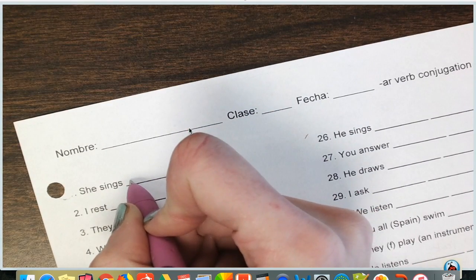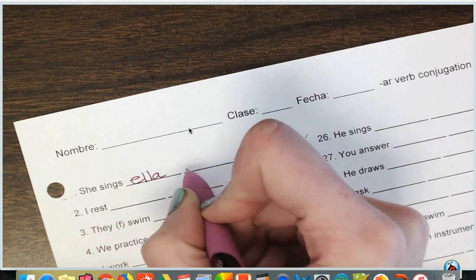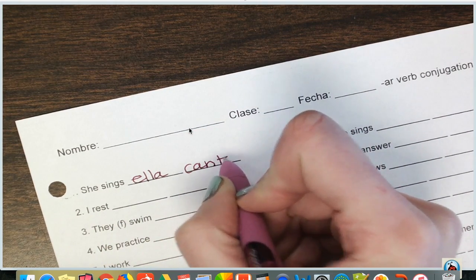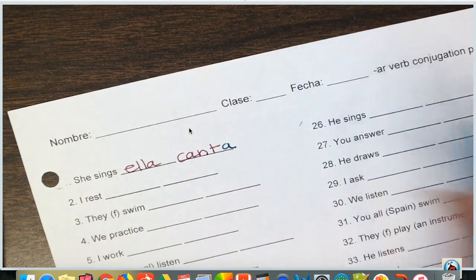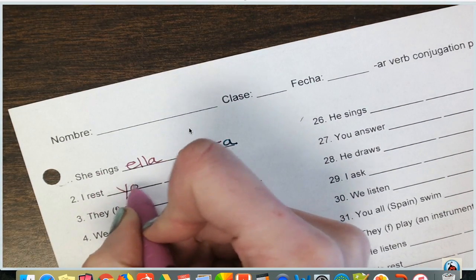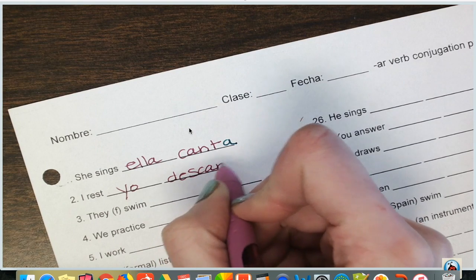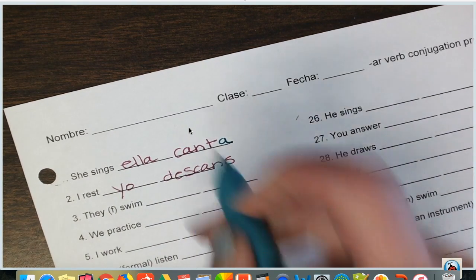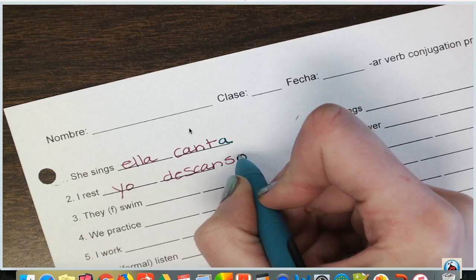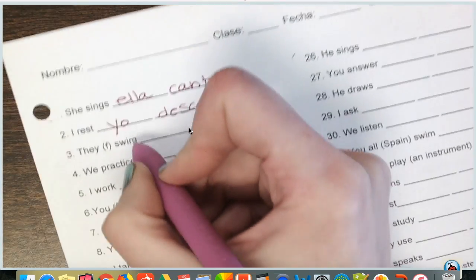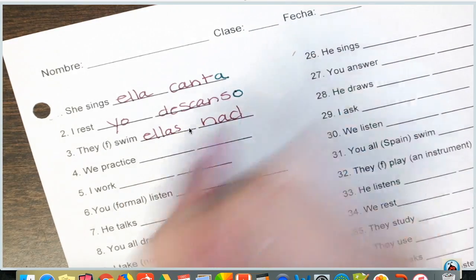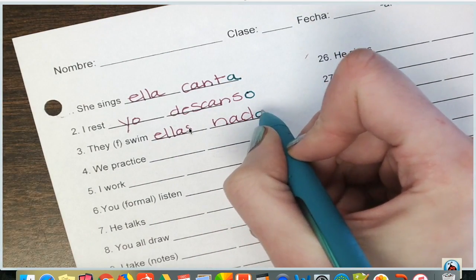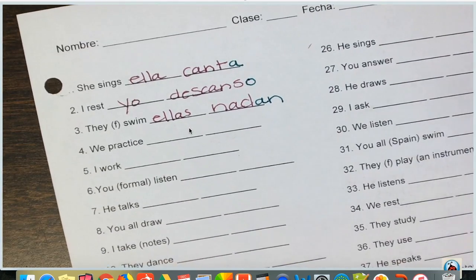So she sings. How do I say sings? We've got ella and we've got the verb cantar. So the AR is going to get dropped off, that would be here. And I'm going to put the ending that I would use for ella. So canta. I rest. Yo, it'd be descansar, but I'm not going to put the AR. So descanso. One more example. They, feminine, swim. Ellas, it'd usually be nadar, but I'm going to do my ending for ellas, nadan. And you're going to do that for all of them.